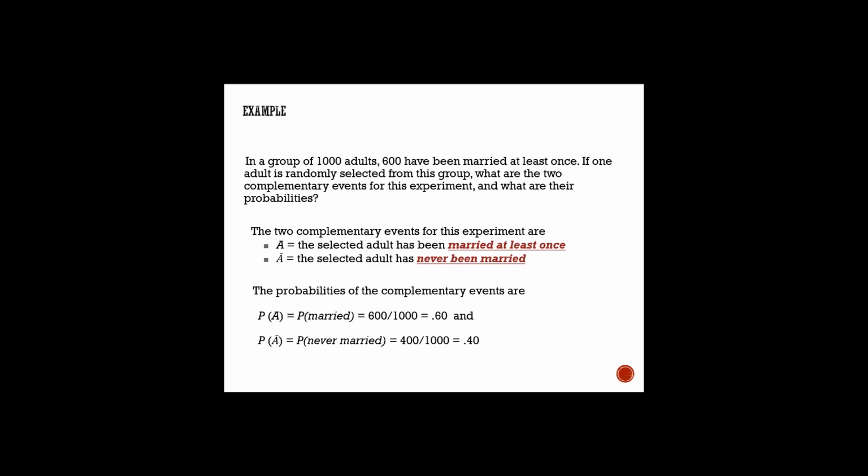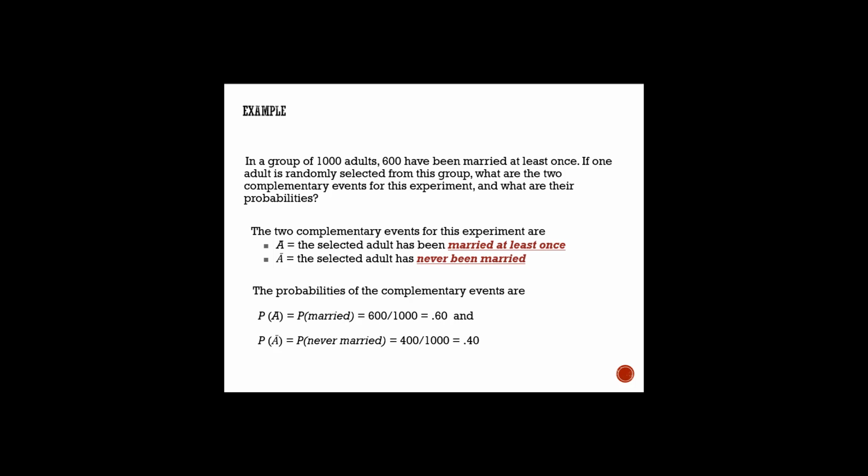Here's another example for you. There's a group of 1,000 adults. 600 have been married at least one time. And one adult is randomly selected from the group. I want to know what the two complementary events are for the experiment and what the probabilities of these two complementary events happening are. So we have to first define the events. We'll call event A that the selected adult has been married at least once. So A complement, the selected adult has not been married at least once, or has never been married.